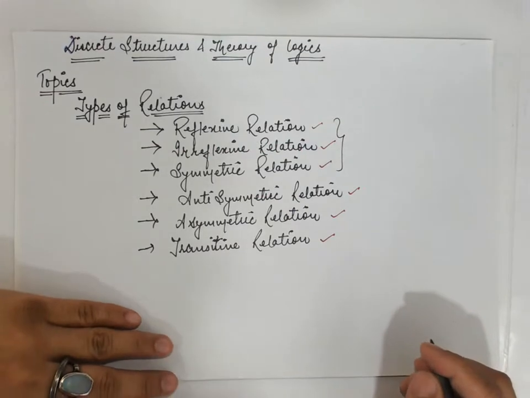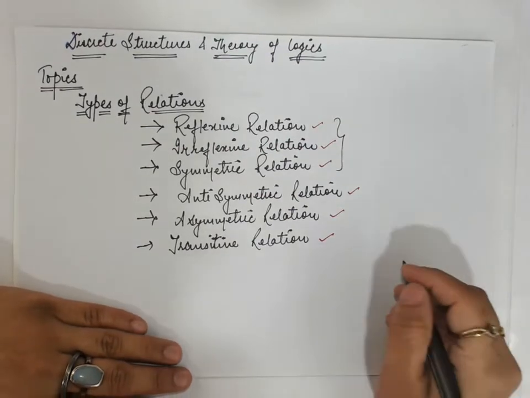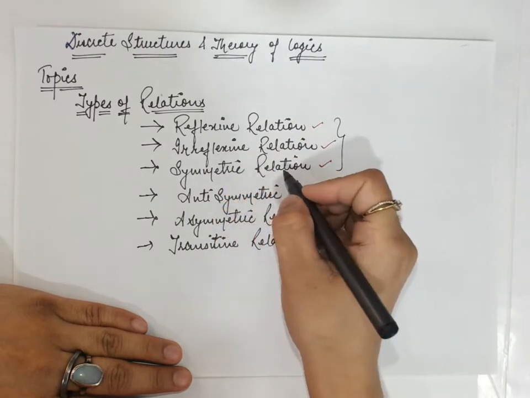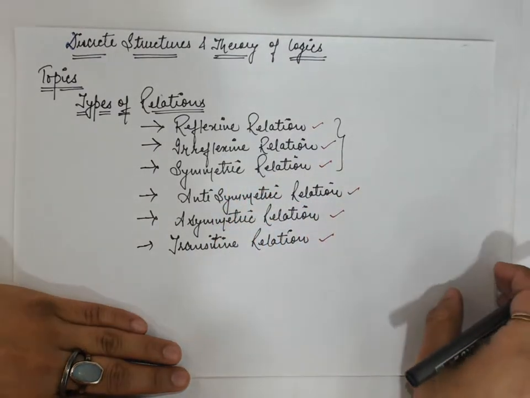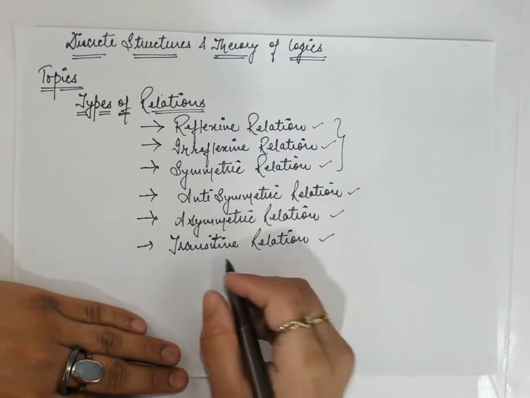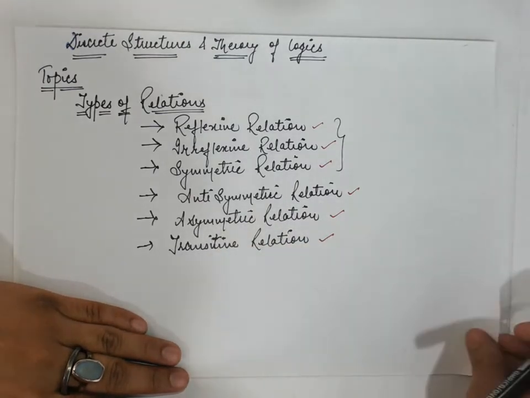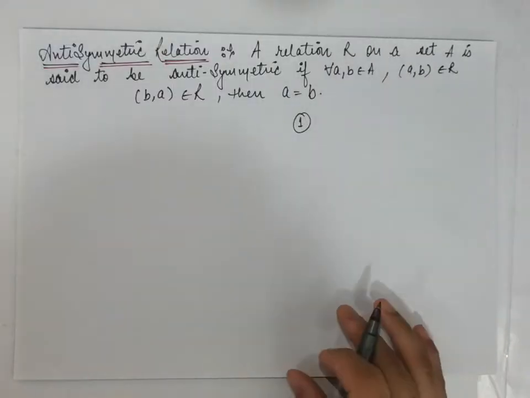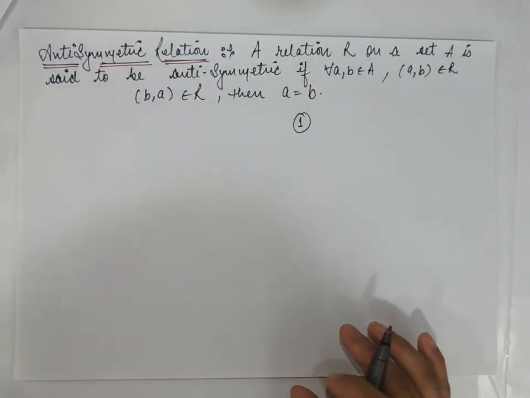Hello everyone. In previous videos, we have already discussed reflexive relation, irreflexive relation and symmetric relation. Now, we will discuss antisymmetric relation, what is asymmetric relation and what is transitive relation as a part of types of relation. What is antisymmetric relation?